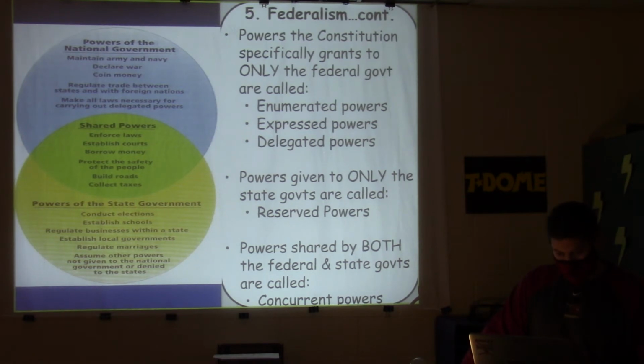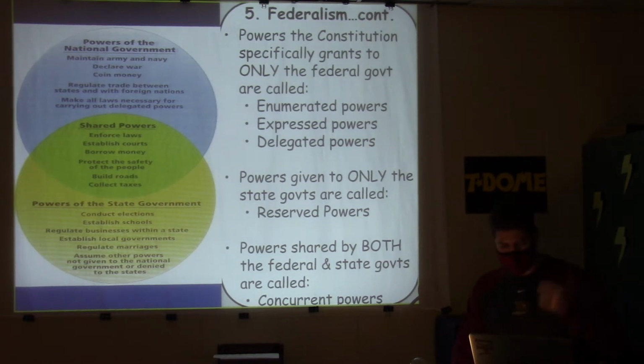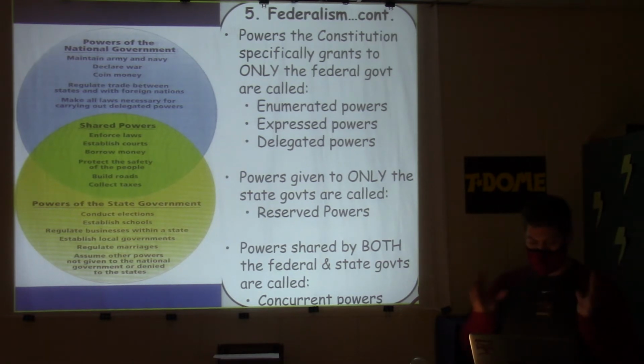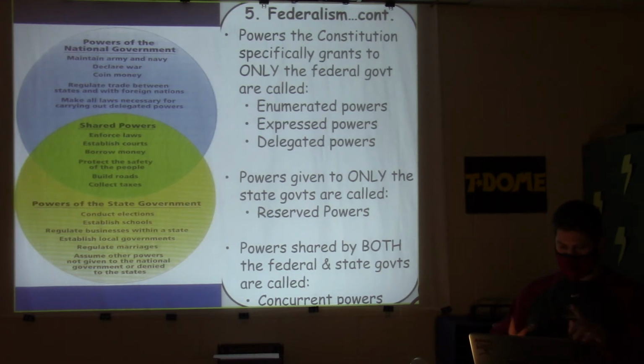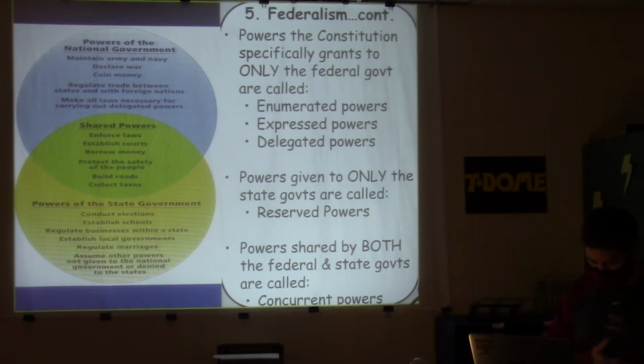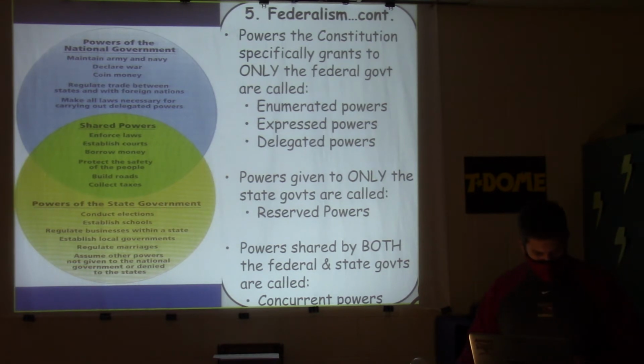Powers of the Constitution that specifically grant power only to the federal government are called one of three things. These all mean the same thing, okay? Enumerated powers, express powers, and delegated powers. Those are specifically listed in the Constitution, and it gives power to the federal government. You can see some of these to the left here.